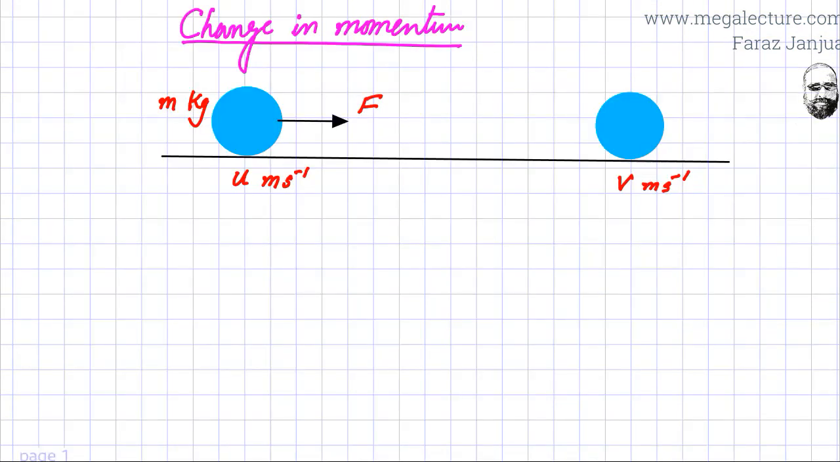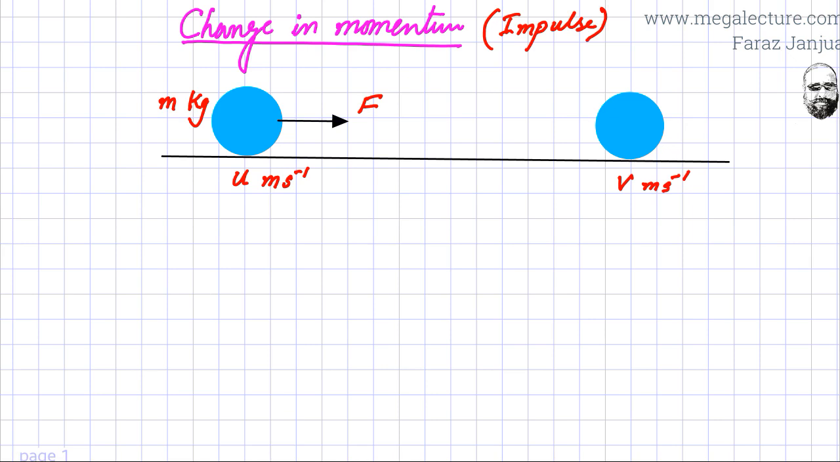Here is another quantity that is very related to momentum. This is called change in momentum. Apparently it looks like momentum, but change of momentum is discussed as a separate quantity, and it has a name. It is called impulse. Impulse simply means how much momentum has changed because of some force acting on the object.